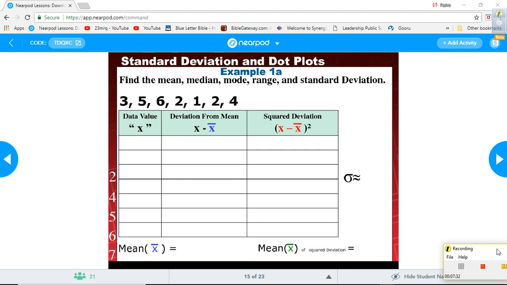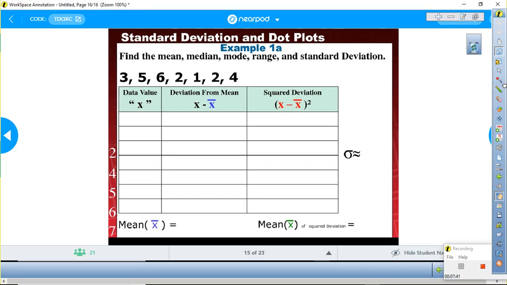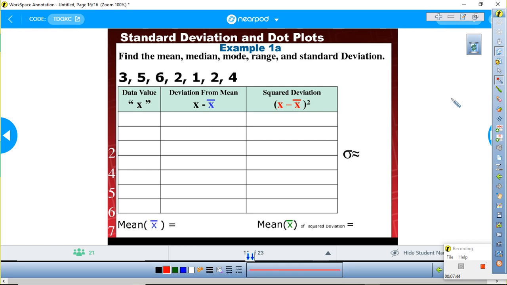All right. Now that we copied it, let's go through the process together to make sure we can move on to dot plots. To find standard deviation, what is the first step that we do once we are given data? Paulina. Least to greatest. So we start with 1, 2, 2, 3, 4, 5, 6. Always arrange data from least to greatest.